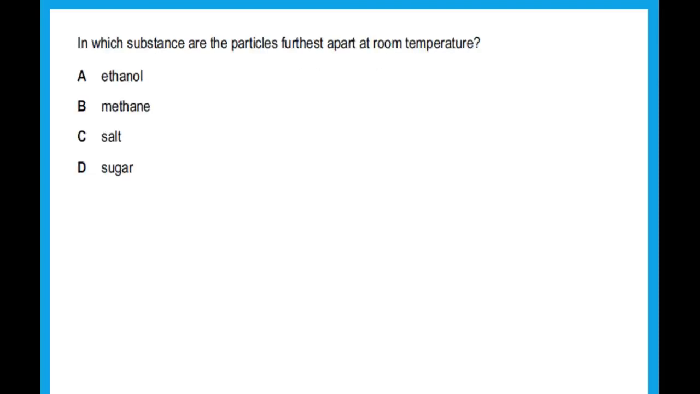In which substance are the particles furthest apart at room temperature? You should realize that furthest apart means that we're looking for a gas. And the question is, which of these are gases? Ethanol, you should know that ethanol is a liquid. Methane is a gas. Salt, which is sodium chloride, that's a solid. And sugar is a solid, so you should be looking for methane, which is the gas.